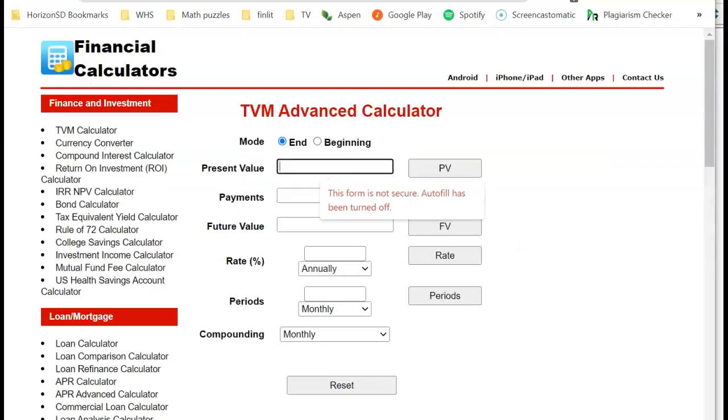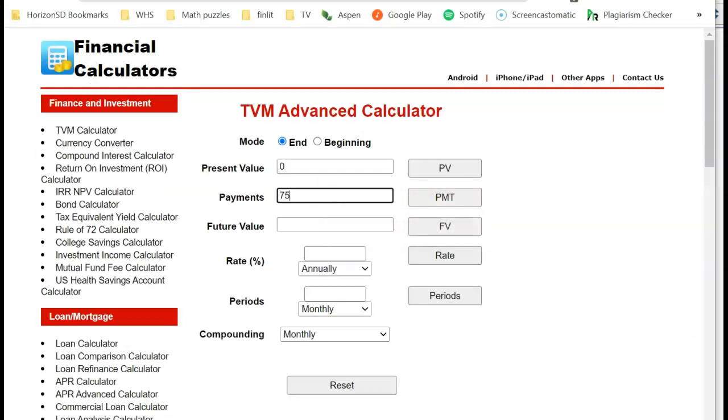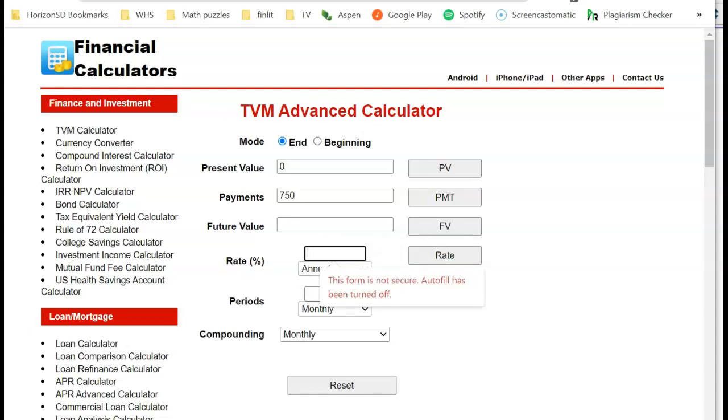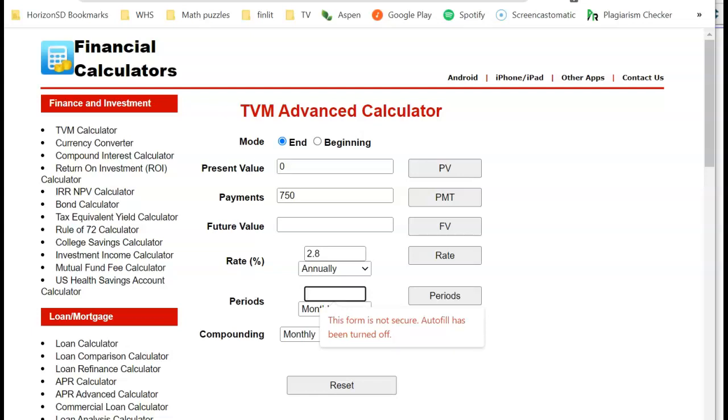All right, the present value, the amount we start with, is 0. The payments we're making are $750. The future value, this is what we want to find out, the amount in the end. We leave it blank then. The rate, annual rate, and you can see here that it says to give it as a percent. So we're going to write it as 2.8. Excuse me. The periods, we just talked about that. We're going to make 4 payments each year for 3 years. So there's going to be 12 payment periods.